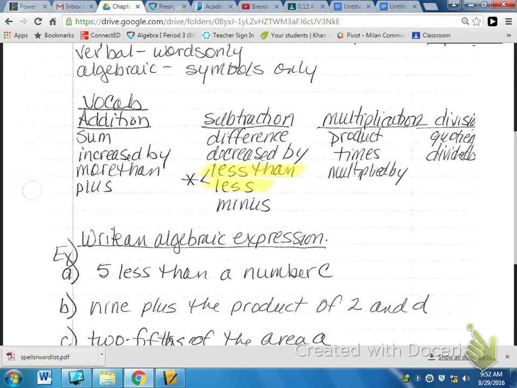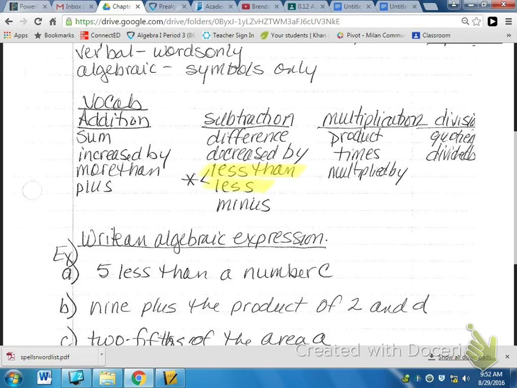Multiplication, you would see product, times, or simply multiplied by. Division, quotient, divided by also. I'm going to tell you this. When you're writing an algebraic expression, you got to be prepared to see any of those. And they might throw in something different that we haven't seen before, but not usually. Usually that's the all-encompassing list right there. But you got to be prepared to know what all of those mean.